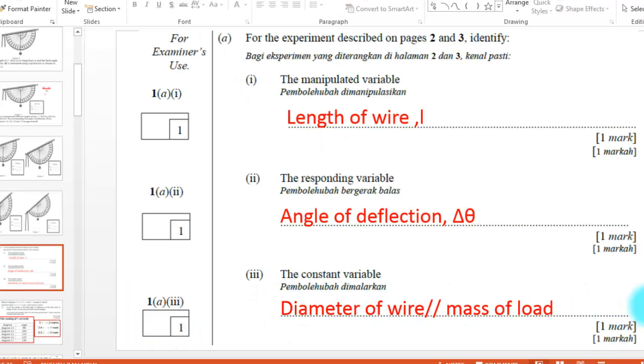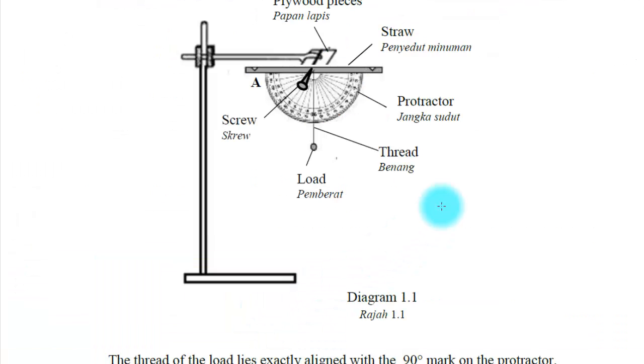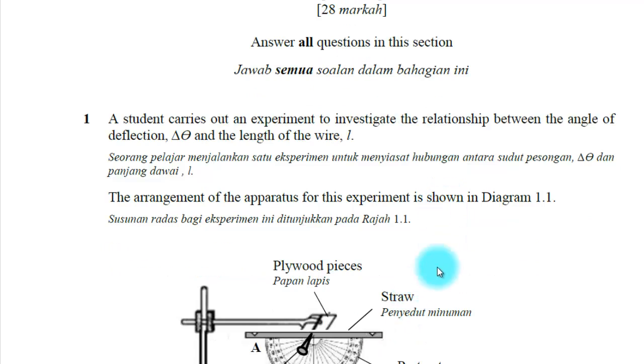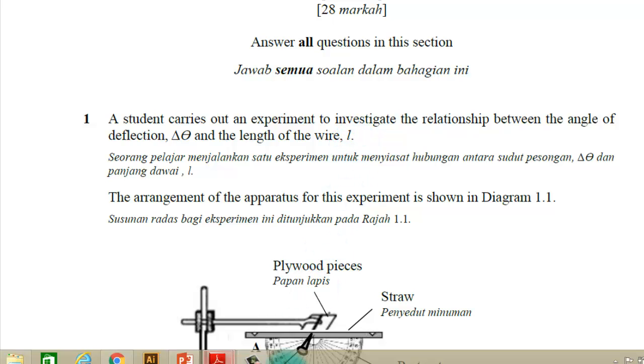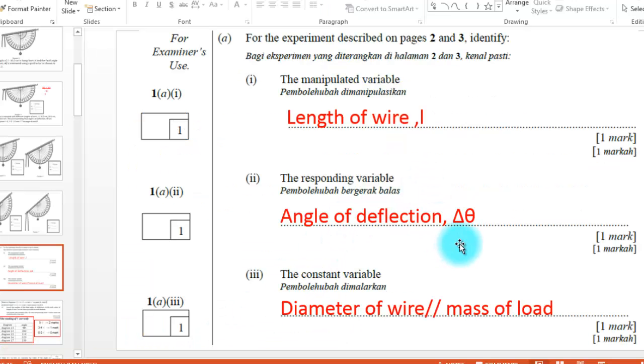So I already prepared this. Manipulated variable is the length. Better to copy with a symbol. Copy the symbol also. And then angle of deflection, delta theta, and then diameter of wire, mass of the lot. So where do I get the symbol just now? You look at the question again. You can see here, copy with the symbol. Angle of deflection, delta theta, length of wire, comma L. Like that.